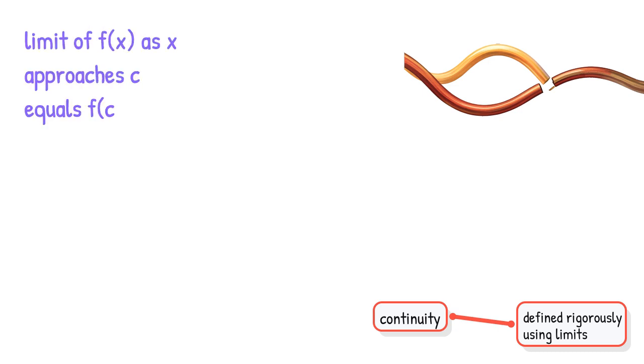Finally, the connection to continuity. Continuity, defined rigorously using limits, underpins the intermediate value theorem. If the limit of f(x) as x approaches c equals f(c) holds for all c in the closed interval [a, b], the function cannot leap over values between the endpoints.